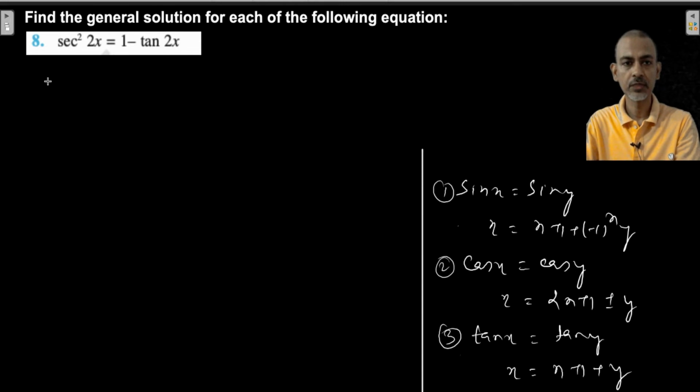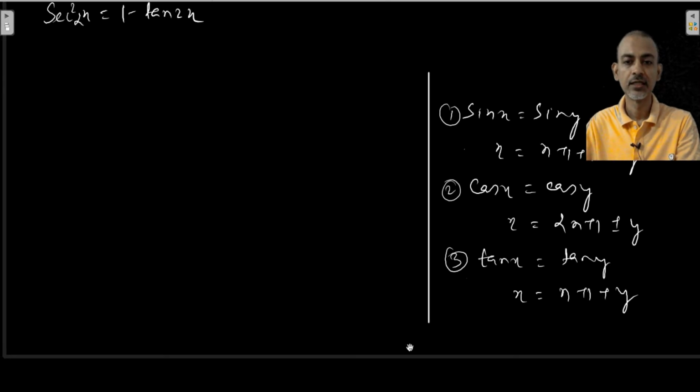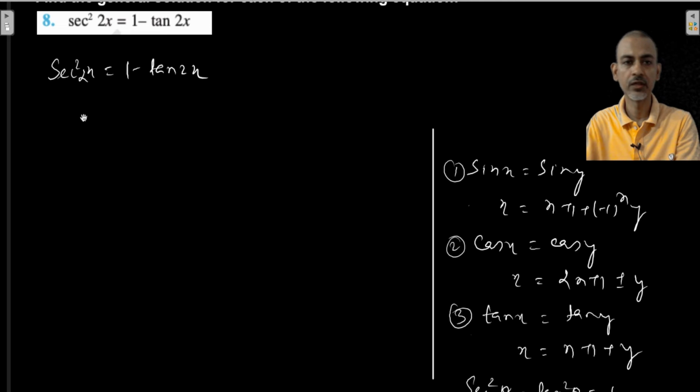So our first problem is saying sec square 2x equals 1 minus tan 2x. Alright, we also know a formula which is sec square theta minus tan square theta equals 1. So when I see this sec square over here, I know that there is some formula to be applied, and then I'll make use of that formula. So what is my formula going to be? Sec square 2x would become 1 plus tan square 2x, because sec square theta minus tan square theta is 1, and this will become 1 minus tan 2x.